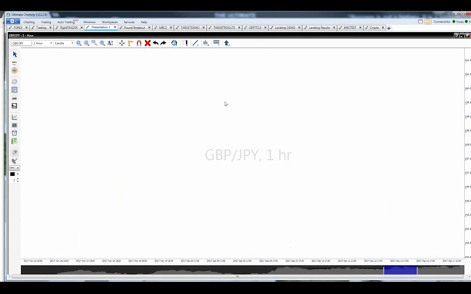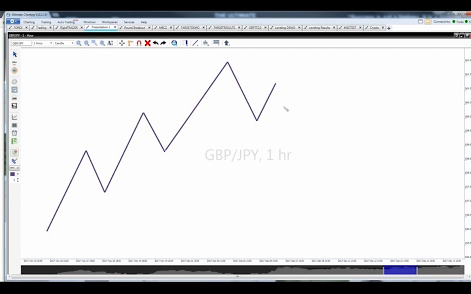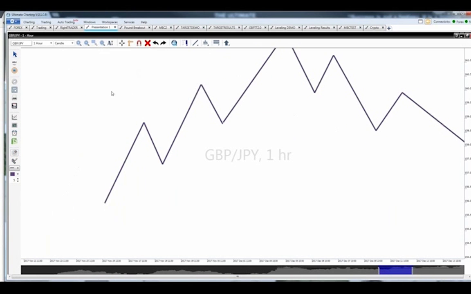All right, so we understand that the market moves in these wave-like patterns where it'll make what are called higher highs and higher lows, and then it'll reverse and make a lower high, lower low, lower high, and it does this over and over again. Well, we're going to apply some basic technical analysis right now.